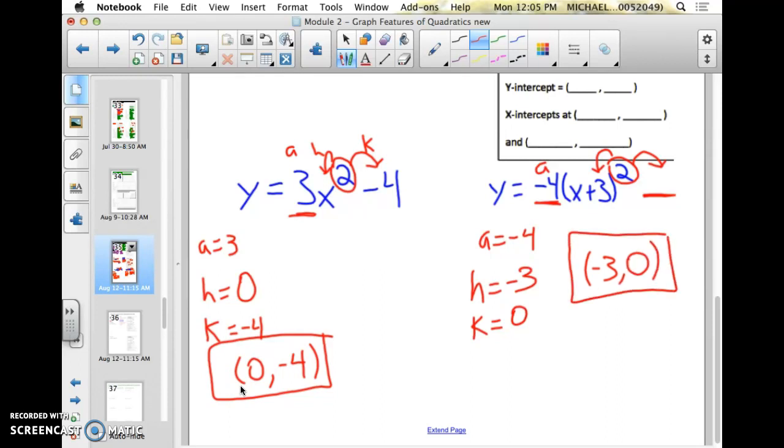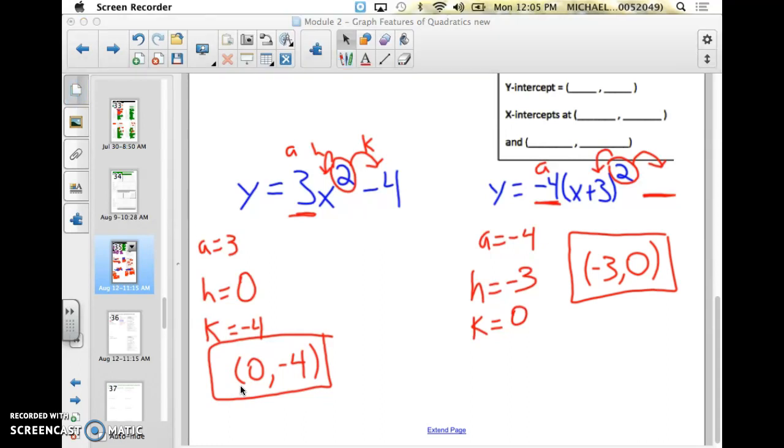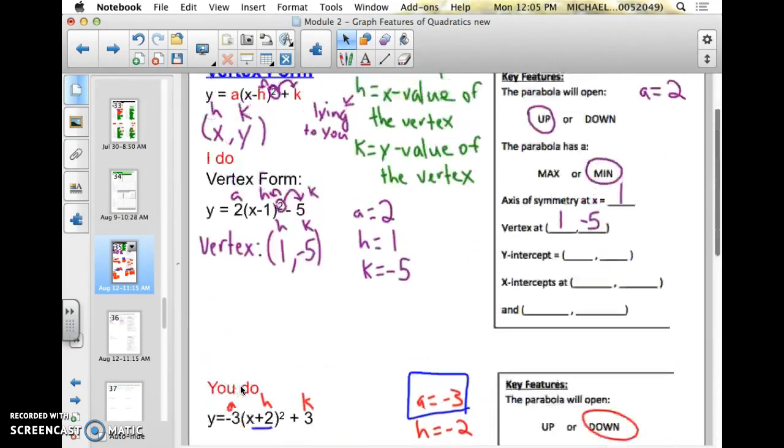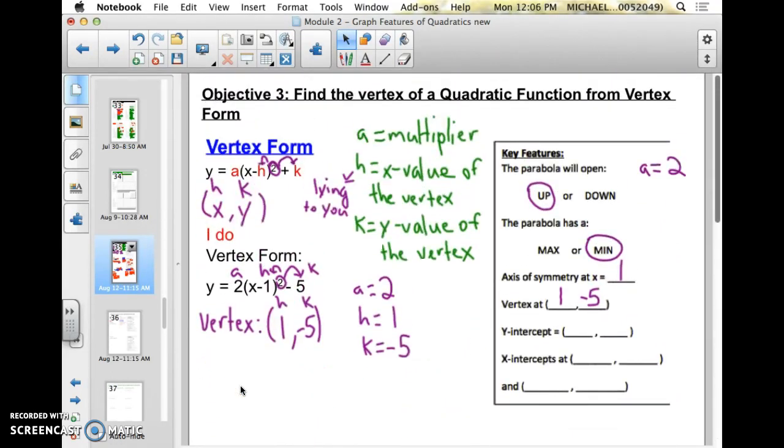So those are the two special cases that you'll run into as well in this. And that concludes this objective of finding the vertex of given vertex form.